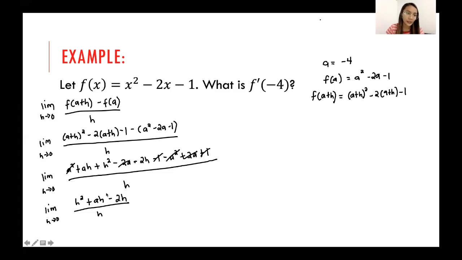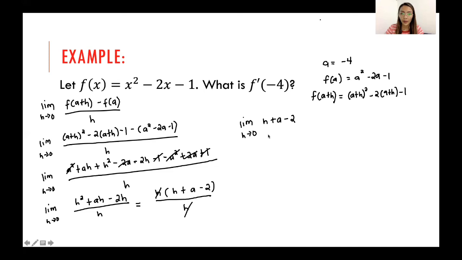Next, we can factor out h. Since pare-pareho sila may h, factor out natin si h. Labas natin si h. So this one will become h plus 2a minus 2, over h. Okay, simplify. Pwede pa natin siyang ma-simplify. We can cancel out h. So ang natira natin is the limit of h plus 2a minus 2 as h approaches 0. Okay?